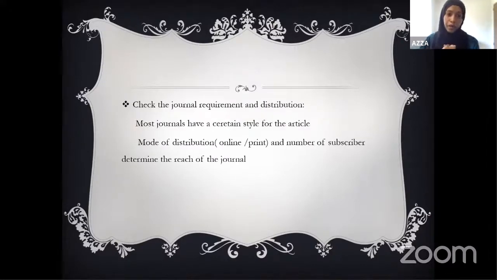Again, check the journal requirements and distribution. Most journals have a certain style for the article. They may want you to follow certain requirements, like the number of papers and the number of words. You also need to look at the mode of distribution of the journal. Is it online or print? How many subscribers does the journal have? You need that to determine the reach of the journal.